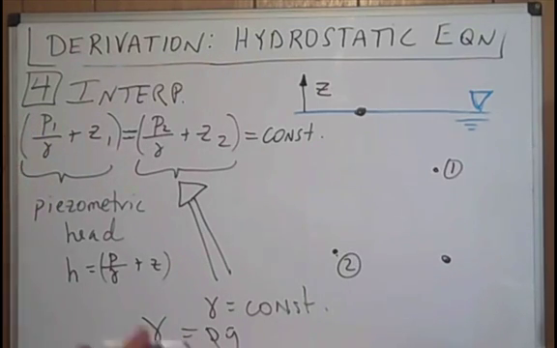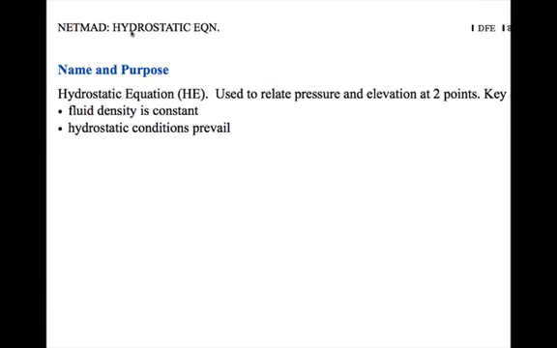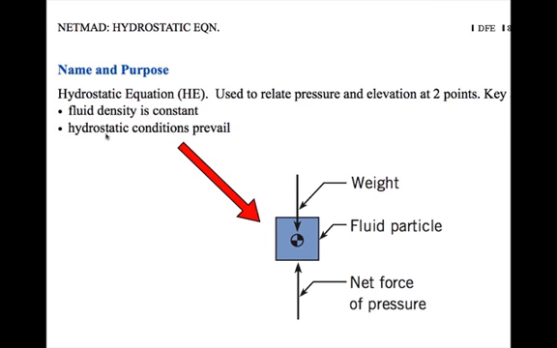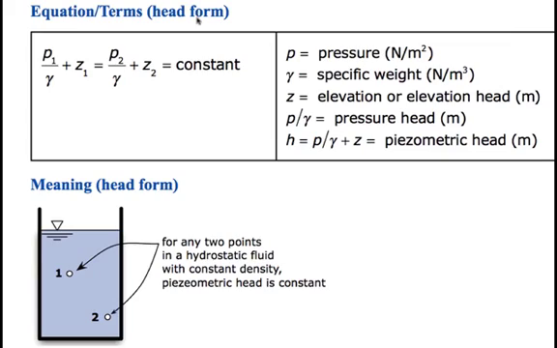End of derivation. Summary: hydrostatic equation. Two key assumptions: fluid density is constant. Second assumption is hydrostatic conditions prevail. And recall that this means that the weight of the fluid particle is exactly balanced by the net force of pressure. The most common form of the hydrostatic equation is the head form. P over gamma is pressure head, Z is elevation head. The sum of pressure head plus elevation head is called piezometric head. And the key idea is the piezometric head is constant in a hydrostatic fluid.